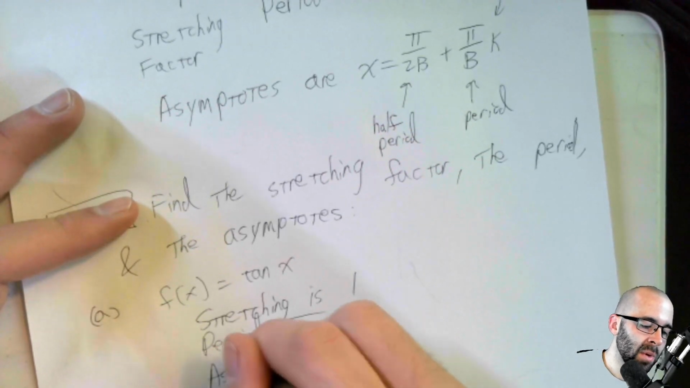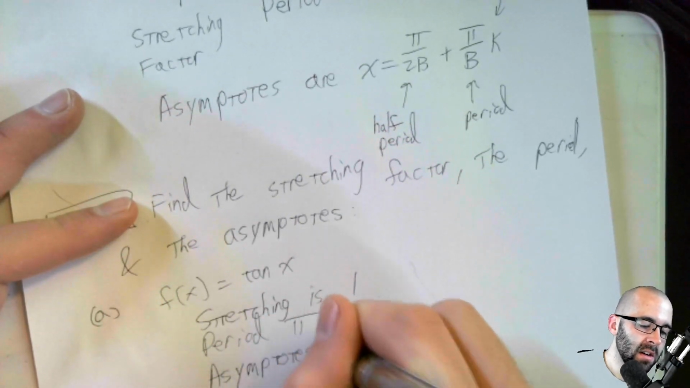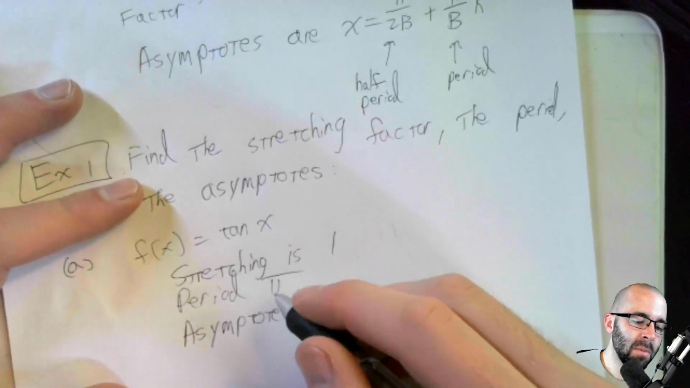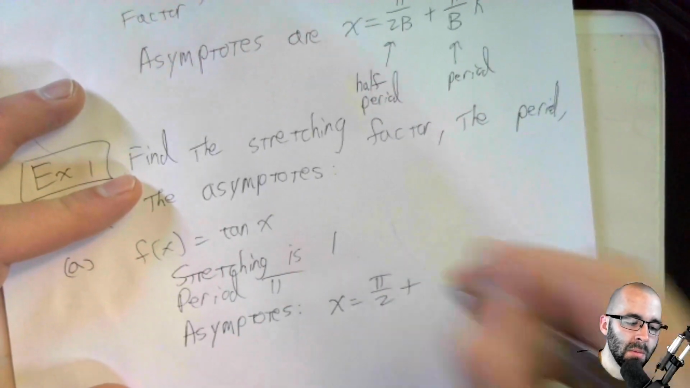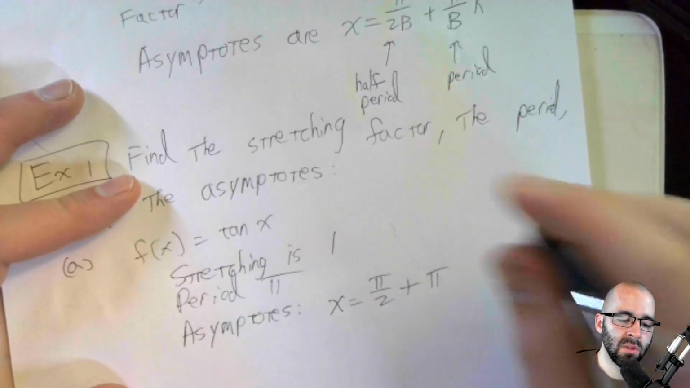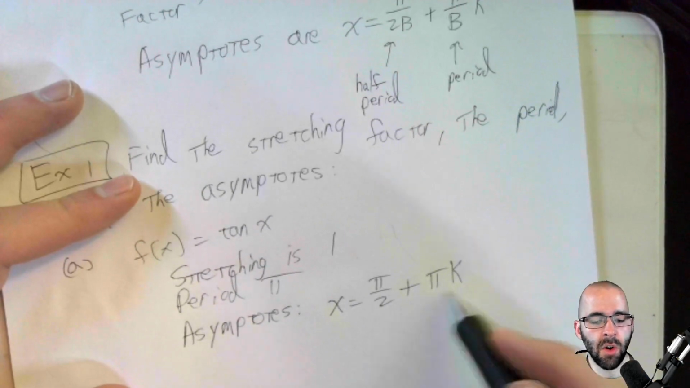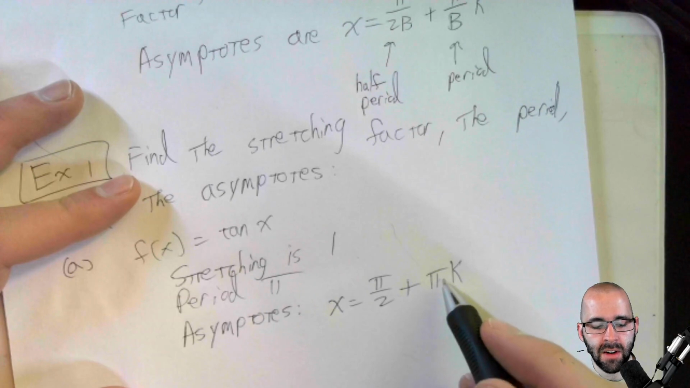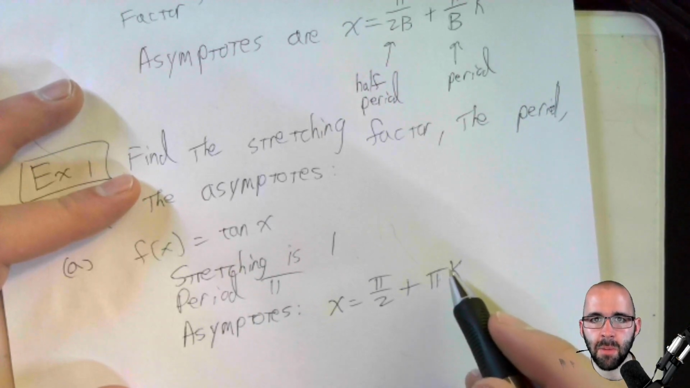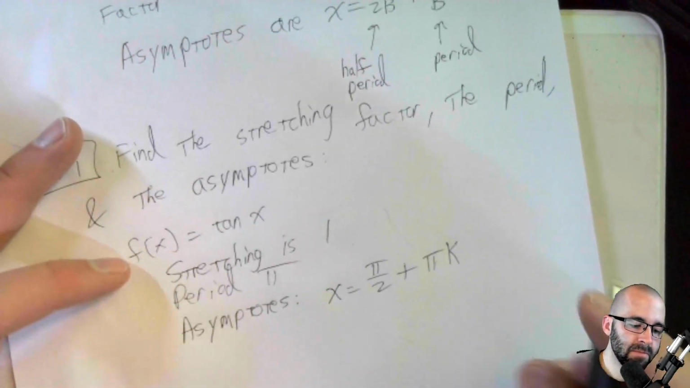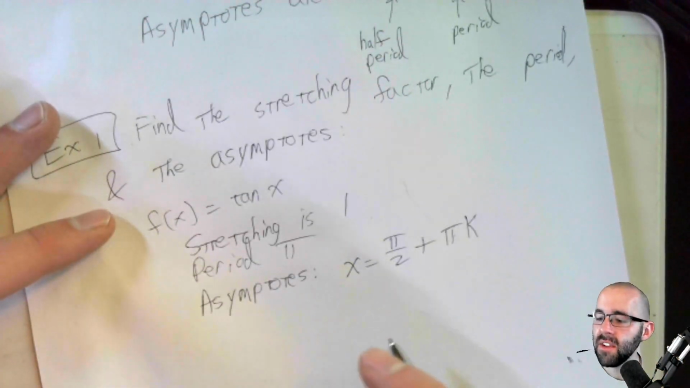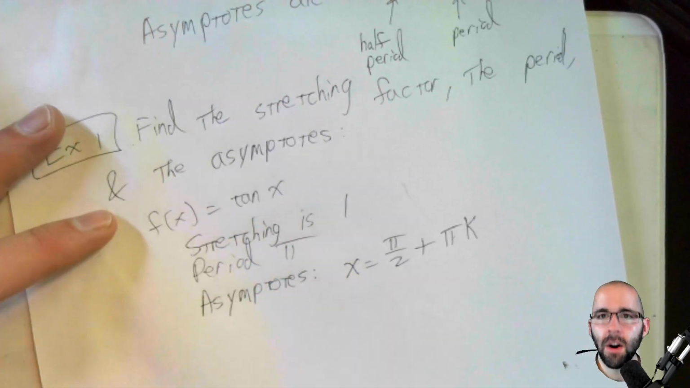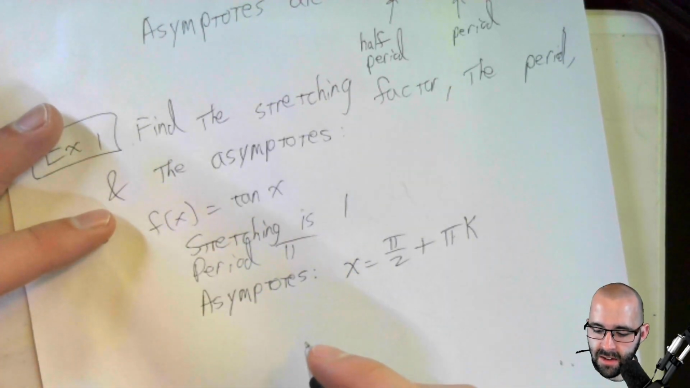On the asymptotes, this is where it gets a little tricky. The asymptotes are going to be x equals half of the period, which is pi over 2, plus the period, which is pi times k. And again, that's the whole point of a period, is because it always repeats every period. Every periodic function repeats every period. So this will repeat every pi, sine and cosine repeat every 2 pi. All right? And that's it for A. And this is really a big chunk of your homework assignment, is doing this sort of thing, albeit with more complicated functions.